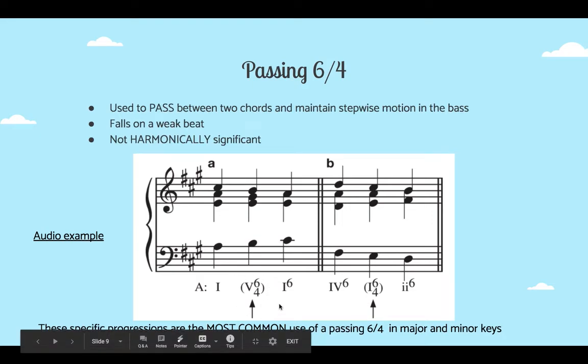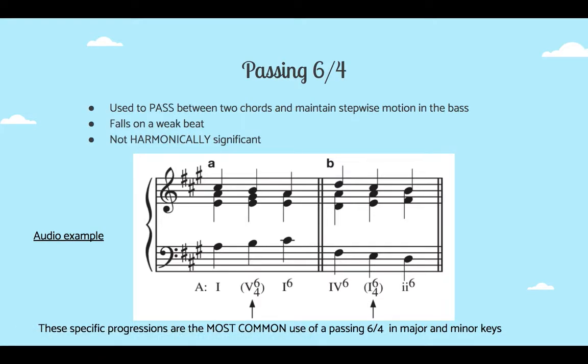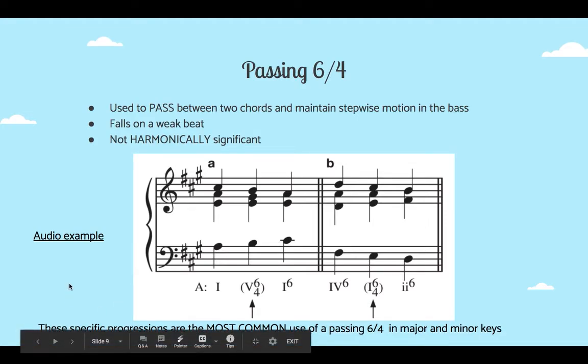That's the reason why your book analyzes them in parentheses. They're important, they're there. It's important to recognize where that sound comes from, but it's not a significant harmonic event. It's not going to push you toward that goal. So these specific progressions here are the most common uses of passing 6-4s.